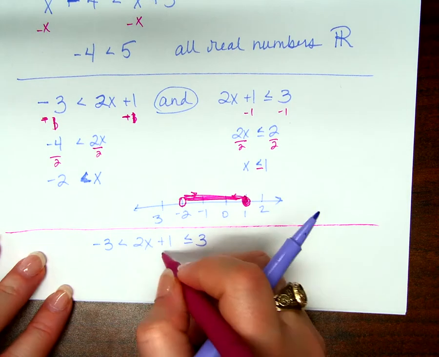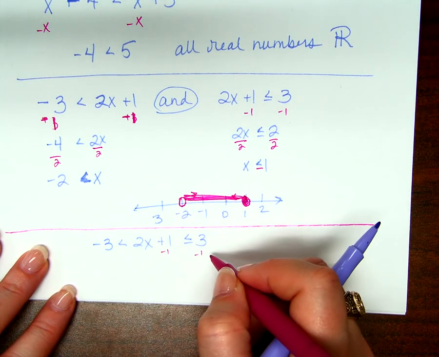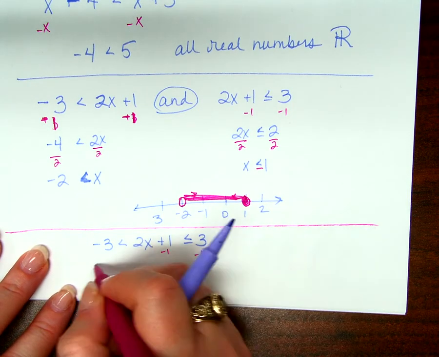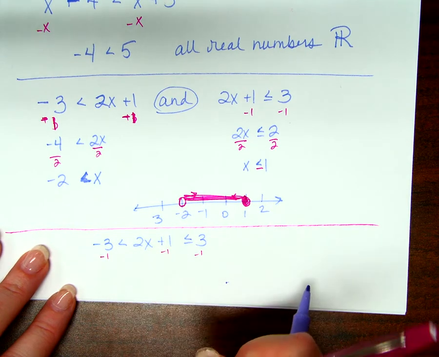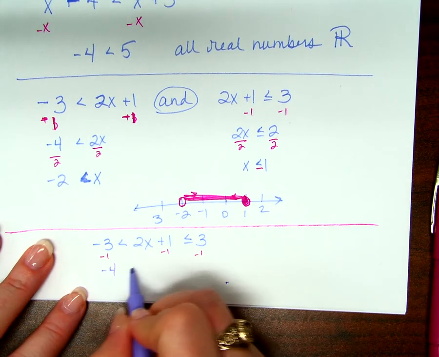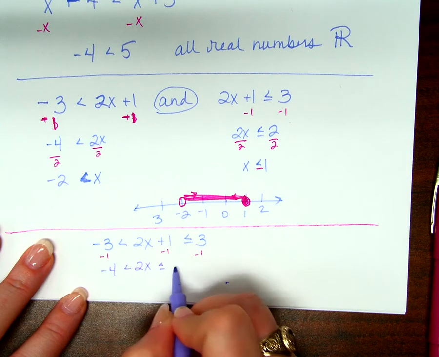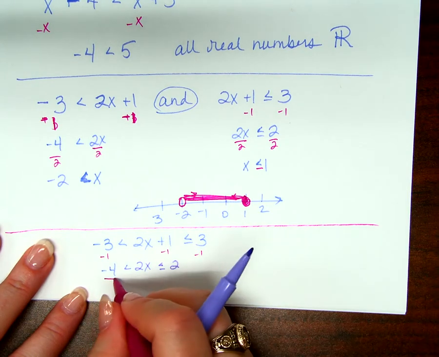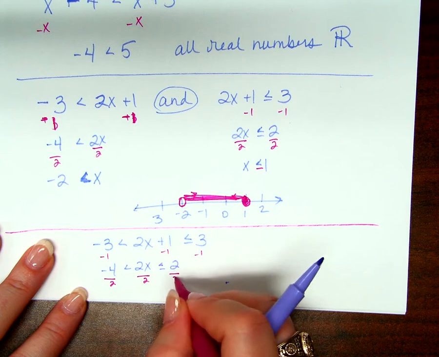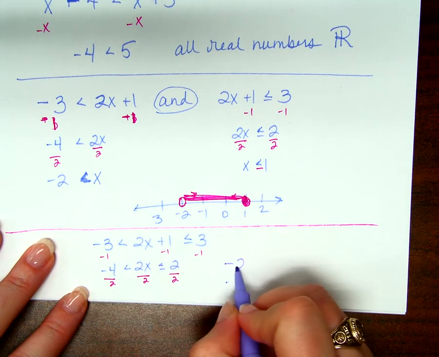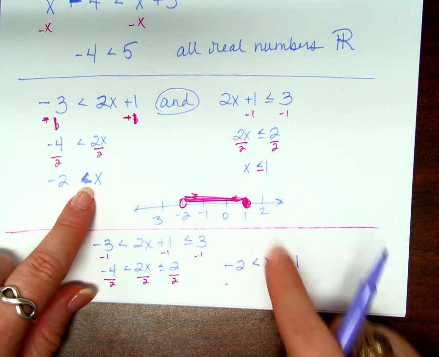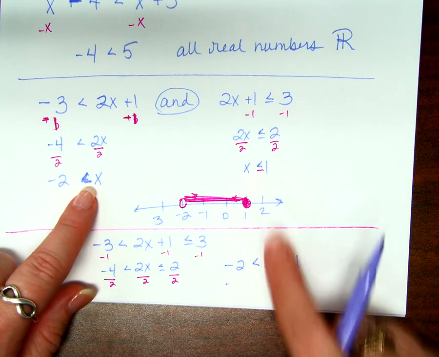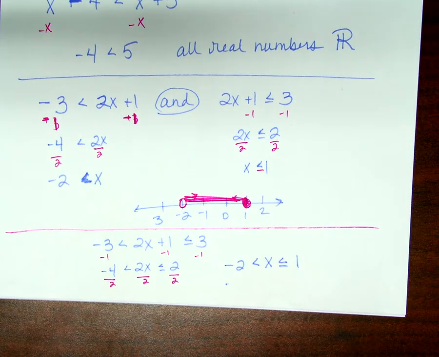Okay? I would still subtract 1 from both sides. The difference is there's more than 2 sides this time. There's another side over here. So I have to subtract 1 from all of the sides. Okay? Negative 4 is less than 2x is less than or equal to 2. Divide everything by 2. Negative 2 is less than x is less than or equal to 1. Isn't that what this says right here? These two answers, isn't that what this says? Okay? Any questions about that?